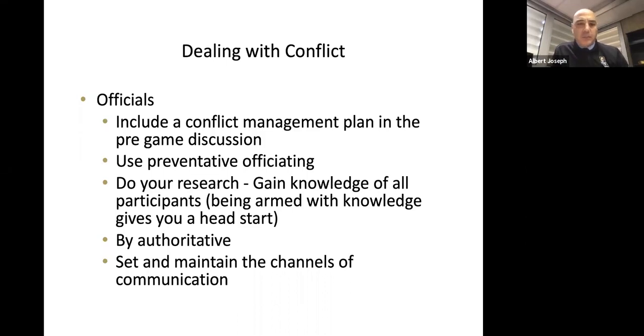And that's the real key towards it. The verbal support, again, is the communication. That is a major contributor to eliminating conflict from the outset, and we've done a lot of studies around that. So that's really important. Use your voice, talk through your signals, use preventative officiating.